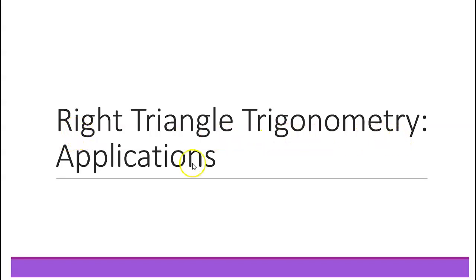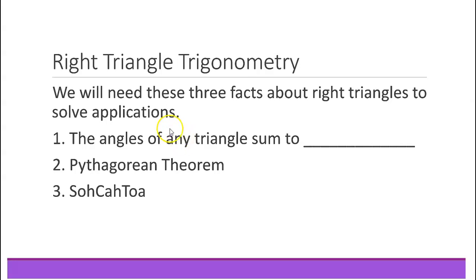Right triangle trigonometry applications. Before we start looking at problems, we're going to need to remember 3 facts about right triangles to solve our applications. The first is we have to remember that the angles of any triangle sum to 180 degrees. We have to remember the Pythagorean theorem, which of course says that a leg of a right triangle squared plus the other leg of a right triangle squared equals the hypotenuse squared.